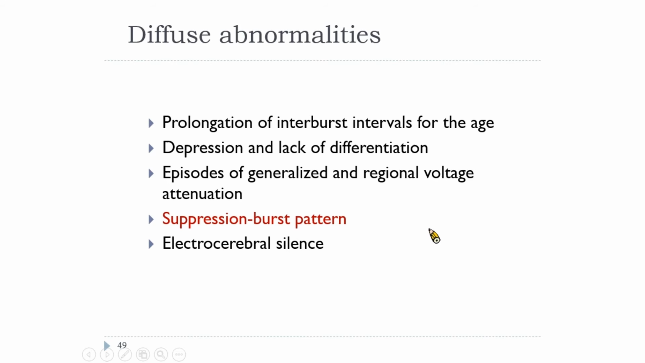Diffuse abnormalities include prolongation of IBIs for the age, depression and lack of differentiation, episodes of generalized and regional voltage attenuation, a very unique pattern, suppression burst, and the gravest, electrocerebral silence.